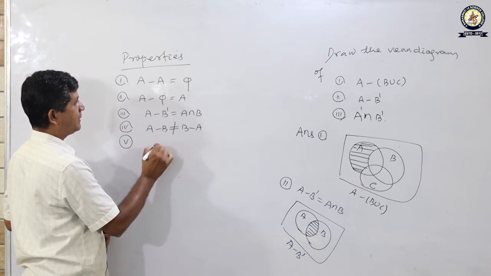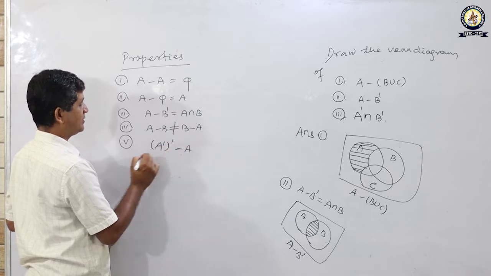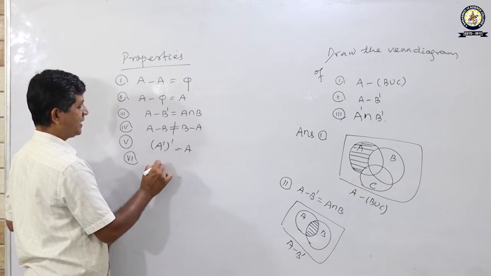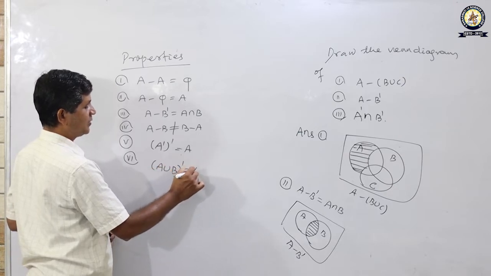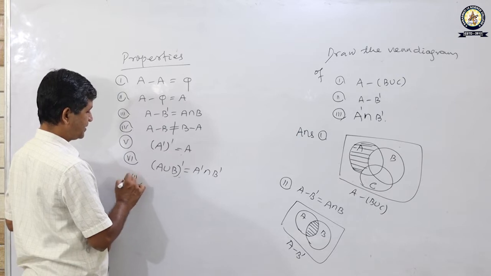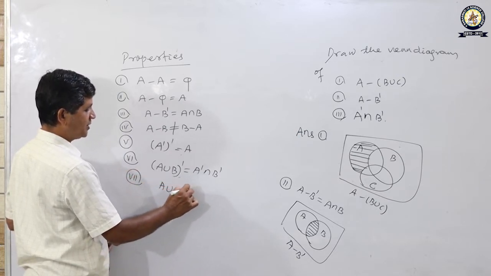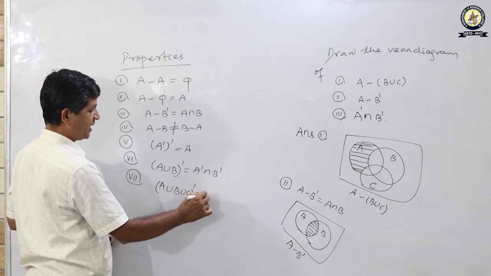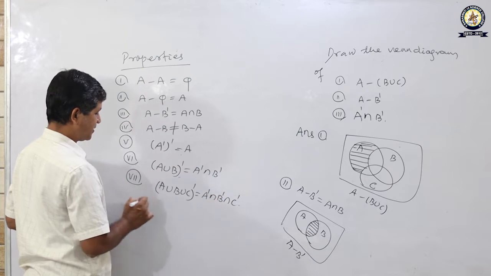Next bit is phi dash is equal to U, and U dash is equal to phi. A dash of dash is equal to A. Sixth bit, A union B whole dash is equal to A dash intersection B dash. Seventh bit, A union B union C whole dash is A dash intersection B dash intersection C dash.